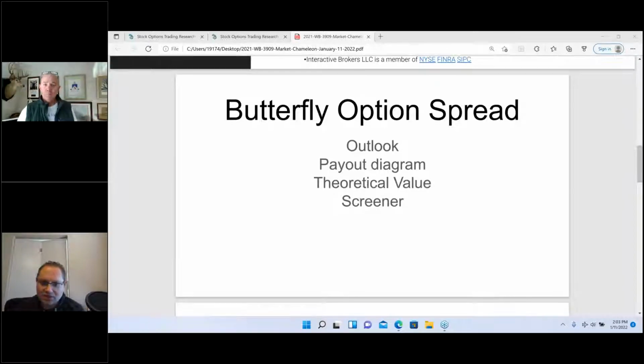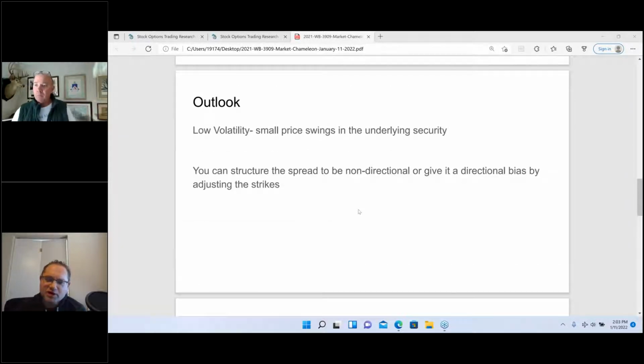So again, outlook. A butterfly spread, if you guys haven't traded before, is considered non-directional, and by that I mean it doesn't have a bullish or bearish bias. You could set it up two ways. One is you're looking for very small movement in the stock, or on the flip side, you could reverse it and you're looking for very big movement in the stock from the current price. And there is a way to give it a slight bullish or bearish bias, and we'll go over that, and that's by moving the strikes around on that butterfly.